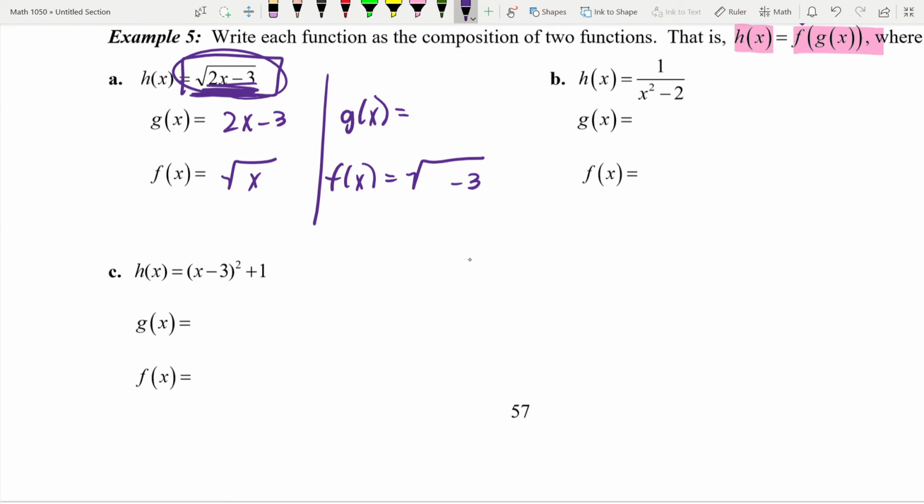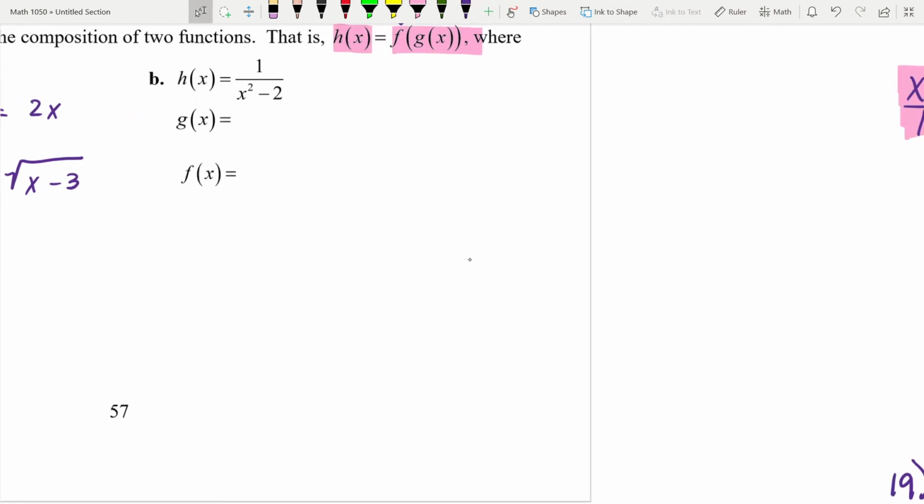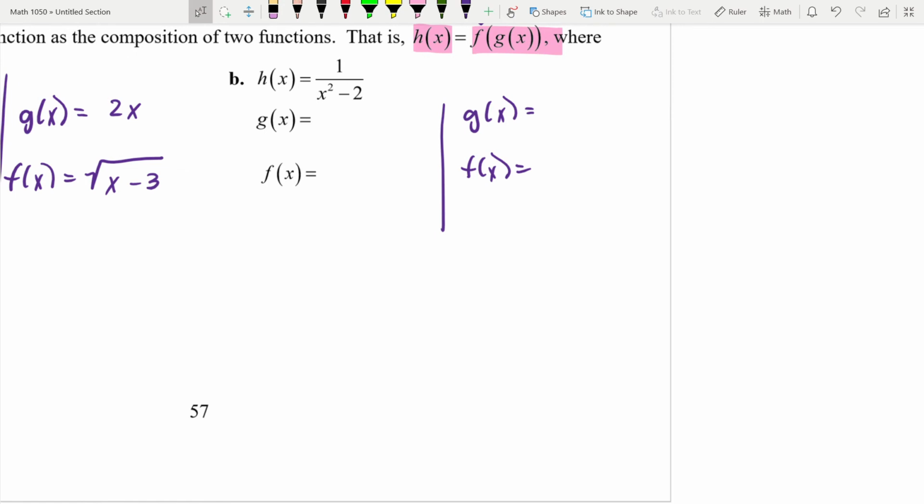What would I have to put right here to make it look like that? 2x. Yeah, so that would be that. Okay, let's do this one. Draw a line. Give me another f of x and another g of x. Okay, start with f of x.